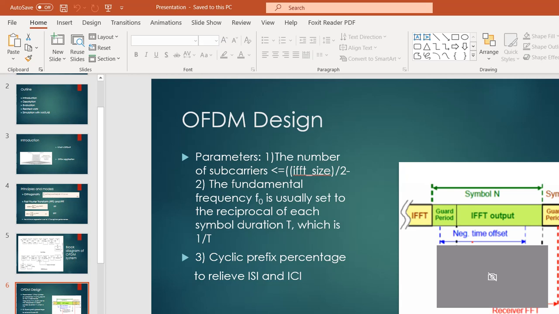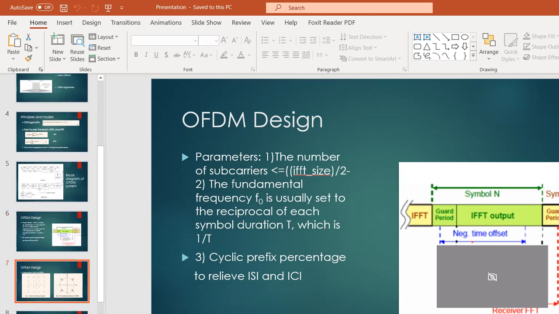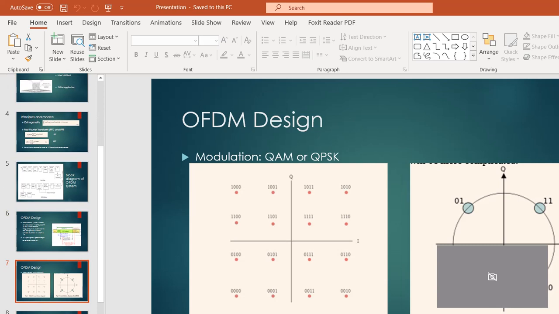Also, the fundamental frequency is usually set to the reciprocal of the symbol duration capital T, which is 1 over T. And the cyclic prefix percentage is normally used in OFDM to relieve ISI and ICI, as we mentioned before. And here the picture clearly shows how the cyclic prefix works.